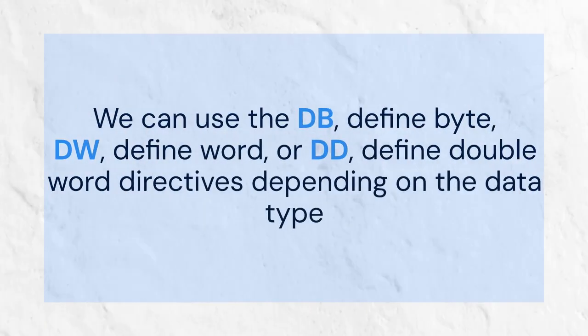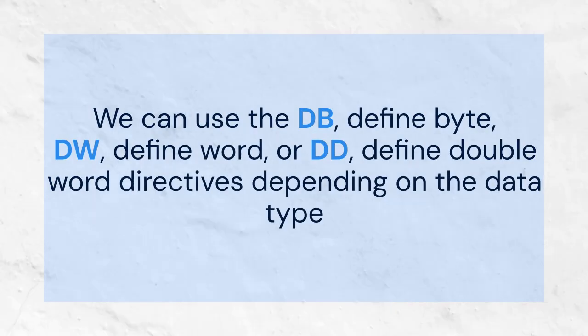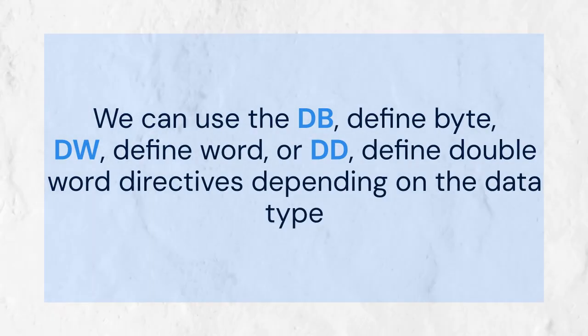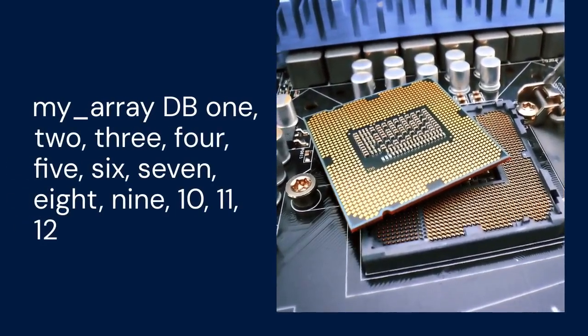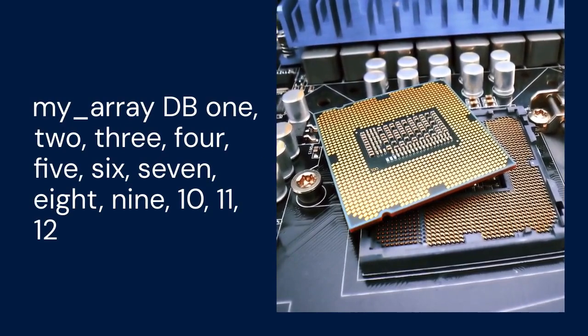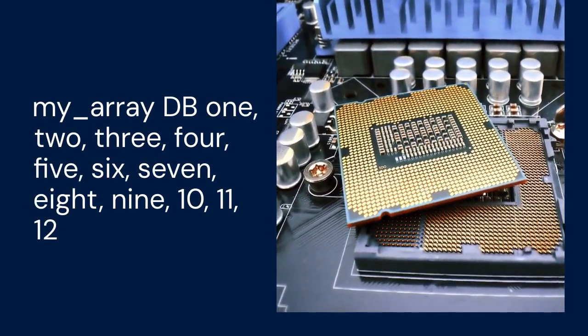We can use the db (define byte), dw (define word), or dd (define double word) directives depending on the data type. For example, my_array db 1, 2, 3, 4, 5, 6, 7, 8, 9, 10, 11, 12 declares a 3x4 array stored in row major order, which is common.